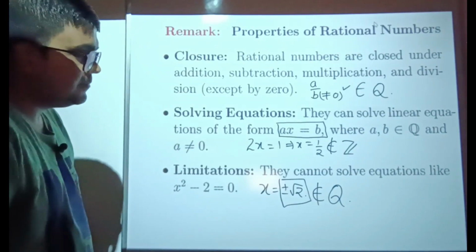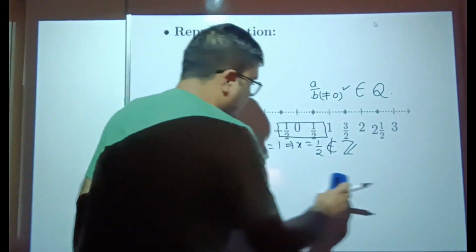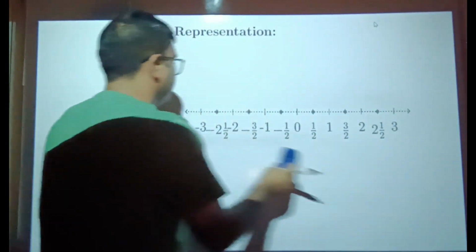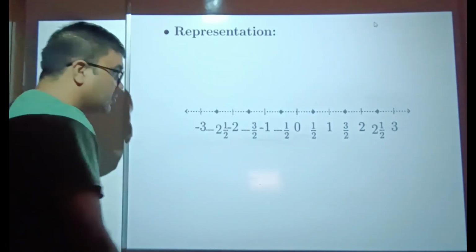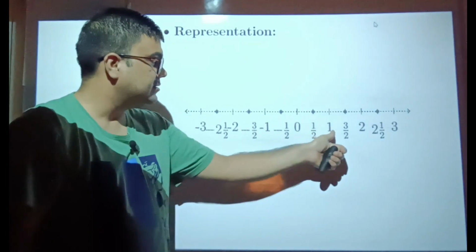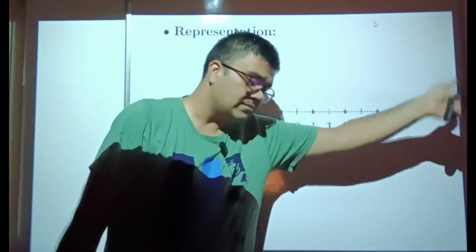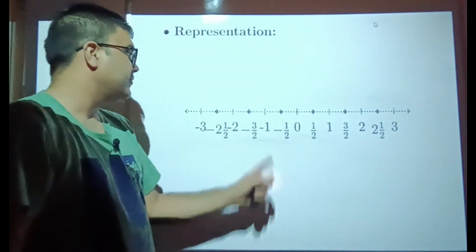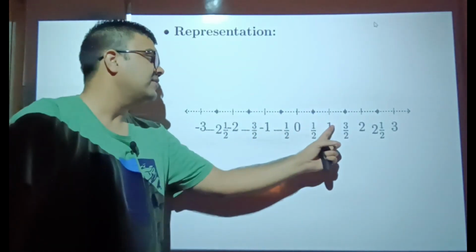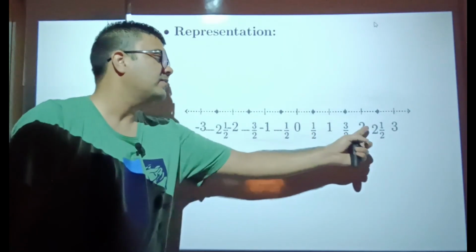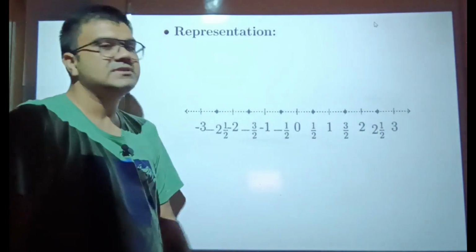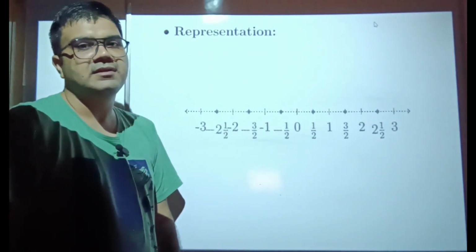Next we have the representation of rational numbers on the number line. This is the number line shown here, and we are talking about the rational numbers. This is the neutral number 0. We are showing the natural numbers 1, 2, 3 and so on. We will have minus 1, minus 2, minus 3, these are the integers. Then between 0 and 1 we have the rational number 1 by 2, between 1 and 2 we have 3 by 2. So all the rational numbers can be represented on the number line.